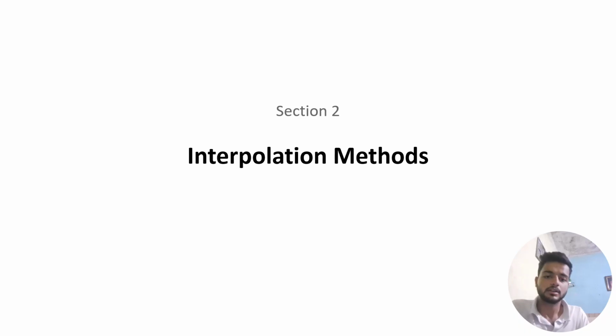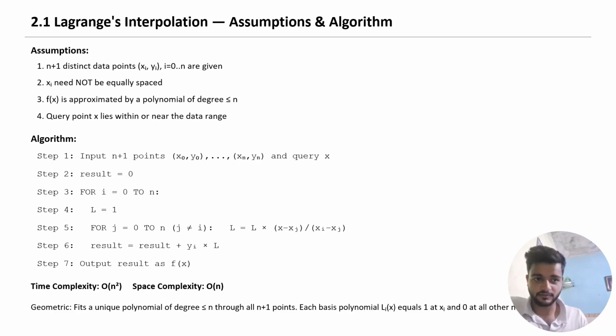Question number 2, interpolation methods. First is Lagrange interpolation. These are the assumptions: xi need not be equally spaced. We'll take the algorithm: input n plus 1 points and query x.